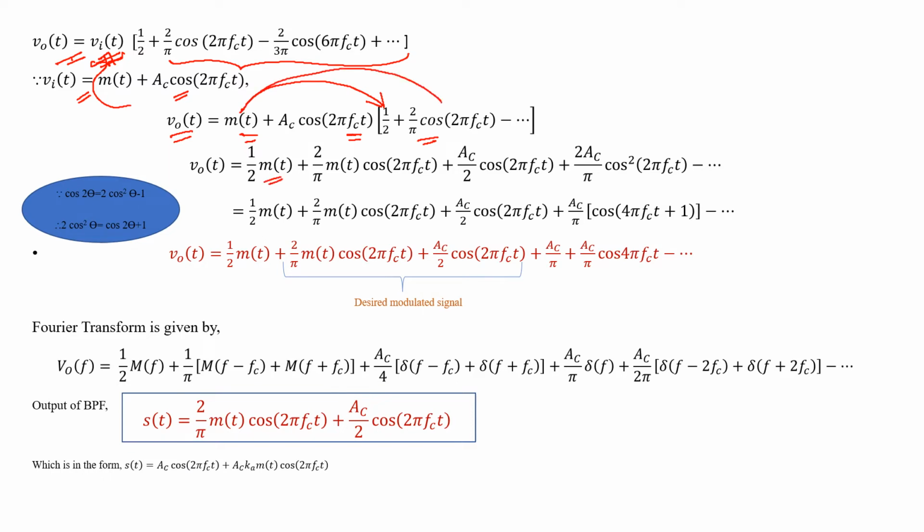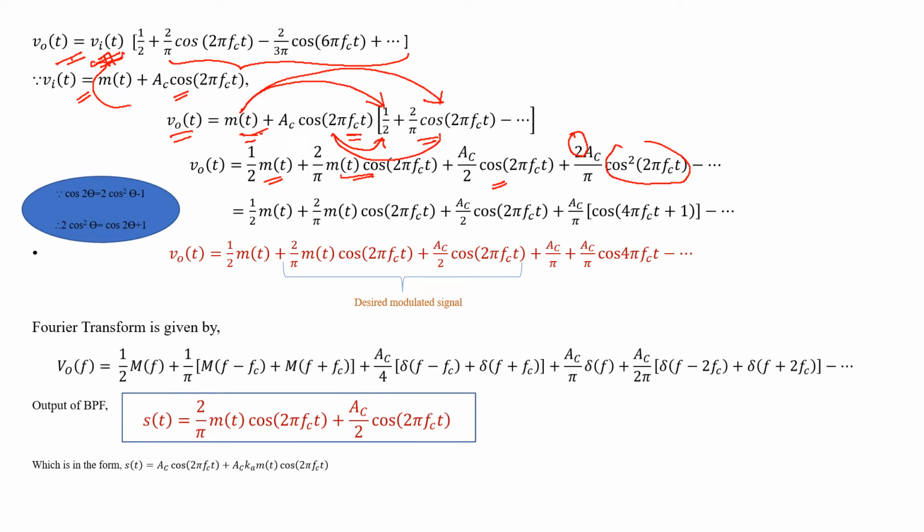Then you are cross multiplying m of t into 2 by pi into cos 2 pi fct. That is your second term. Then you are going to multiply AC into cos 2 pi fct by 2 and you will be getting AC as the third term. And the fourth term is going to be AC into 2 divided by pi into cos square 2 pi fct. So already you know what is your cos square theta, right? So you have here 1, 2 and here you have cos square theta.